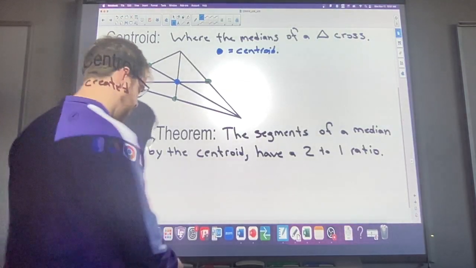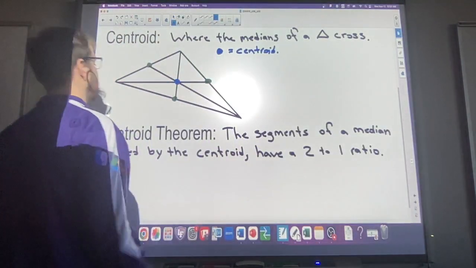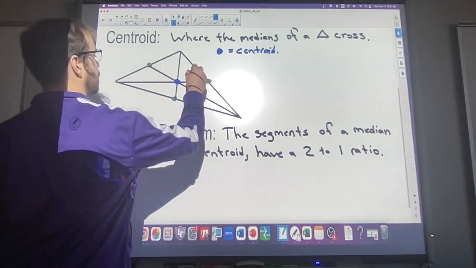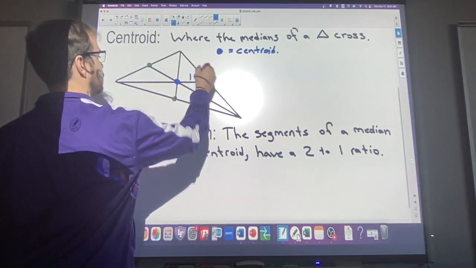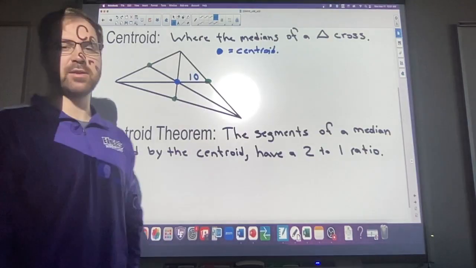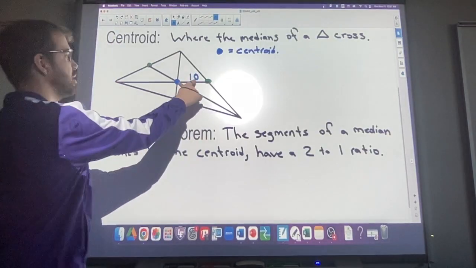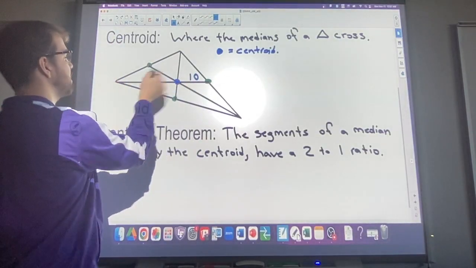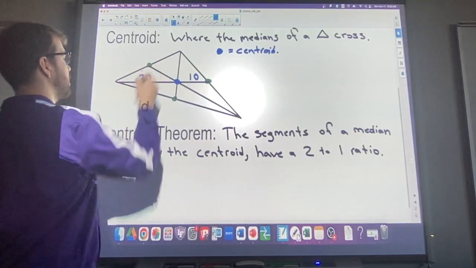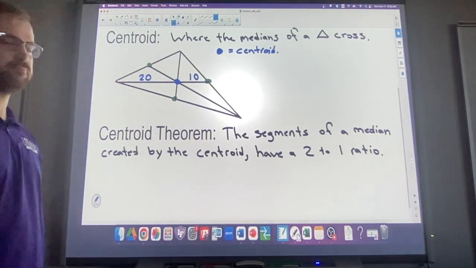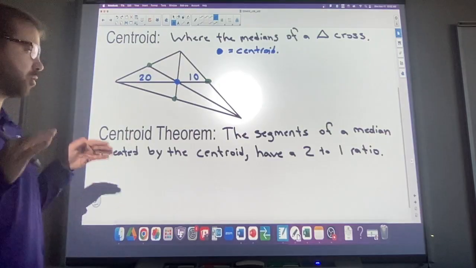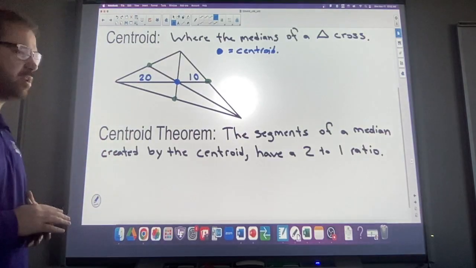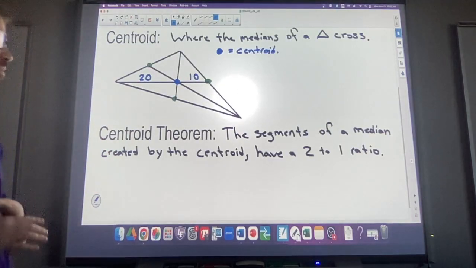Okay, I'll give you an example here. Let's say that this length right here was 10. If that length right there is 10, that would mean that if this is the centroid, this one right here has to be 20. Make sense?